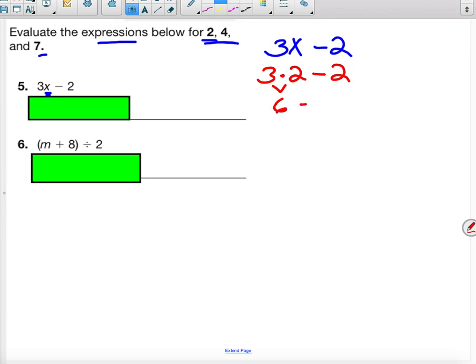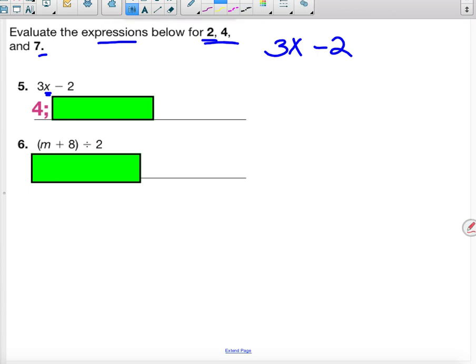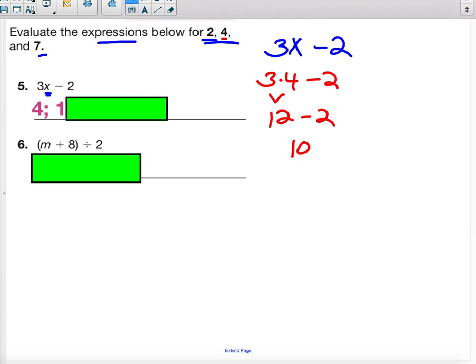6 minus 2 is 4. So the first part of the answer for 5 is 4. All right? Then what we want to do is substitute the value of 4 for our variable. 3 times 4 minus 2. 3 times 4 is 12, minus 2 is 10. So our next answer would be 10.